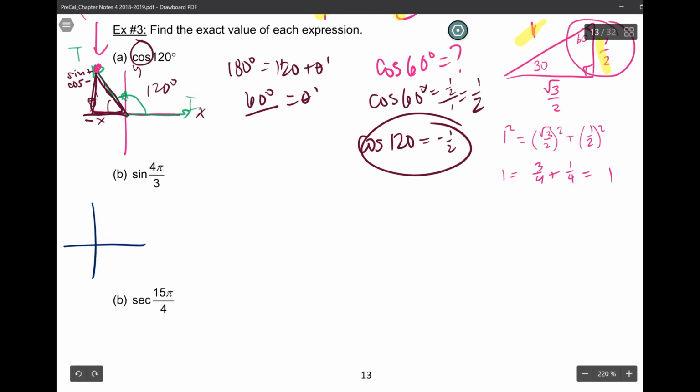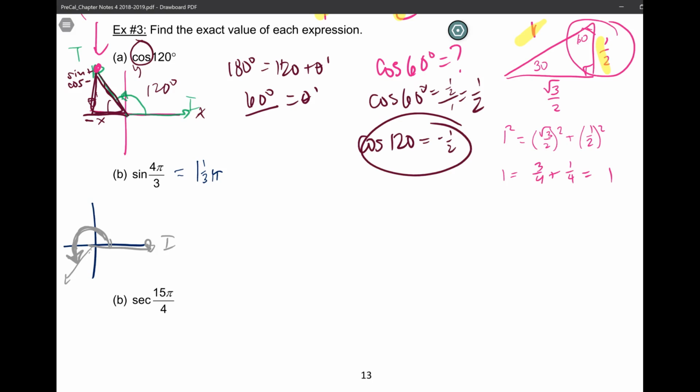All right, so 4 pi over 3. This is going to be more than 1 pi. So this is going to be 1 and 1/3 pi. So this tells you right away that, okay, here's our initial side. We're going to go all the way to pi and then 1/3 of the way further. It's not very nice looking. Okay, so that is 4 pi over 3, or 4/3 pi.